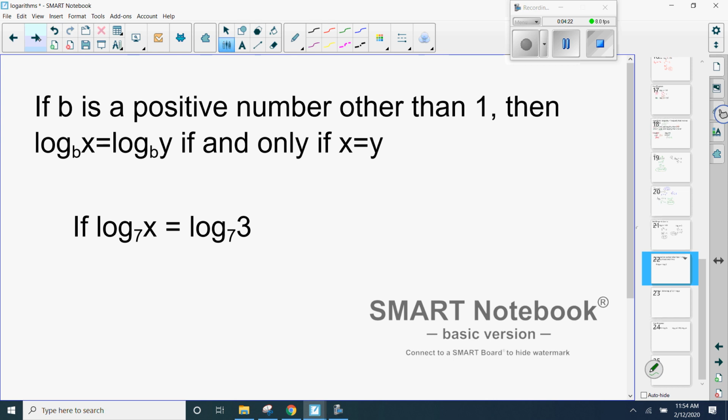That's the only way two log statements are going to be equal to each other, if they're in the same base. So if I look at this right here, it's saying log base 7 of x is equal to log base 7 of 3 if and only if those values are equal. So what does x got to be? 3. Those values have to be equal in order for them to be equal to each other.